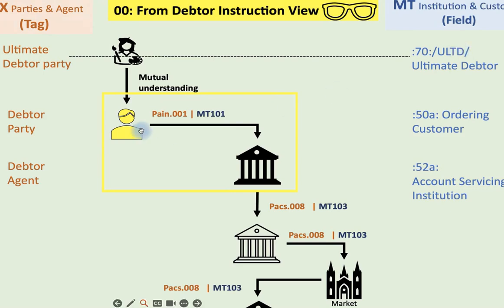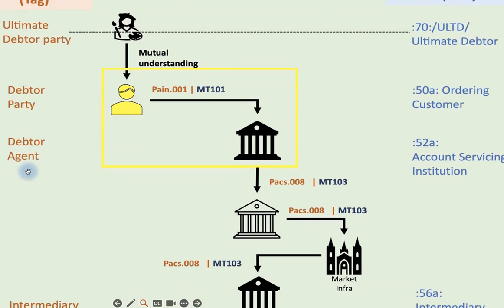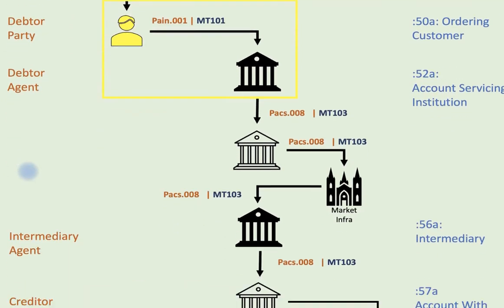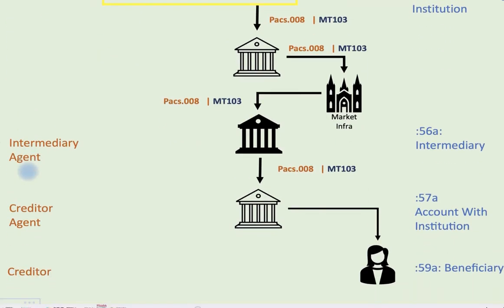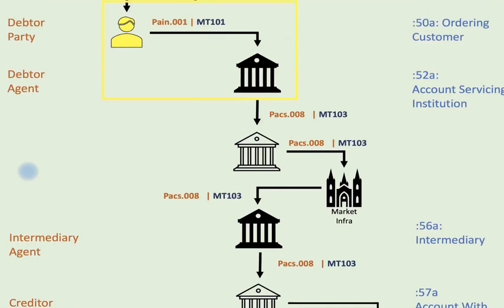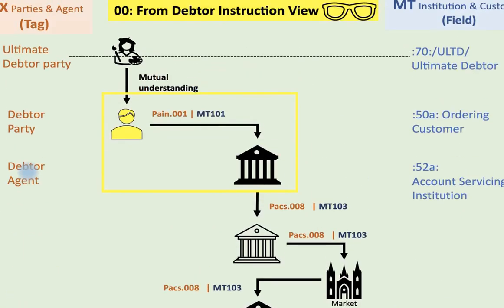So normally these are the parties on the left hand side that will be used: ultimate debtor, debtor party, debtor agent, and then we have intermediary agent, we have creditor agent, we have creditor as well. So this is the very first view, but let's see how this view changes when we move to the next one, where we will see from debtor to the next bank in the chain.